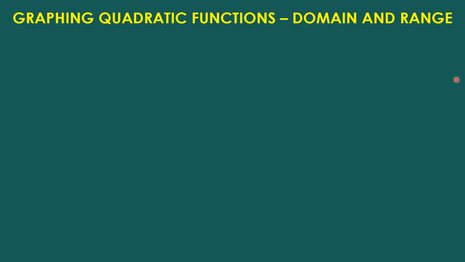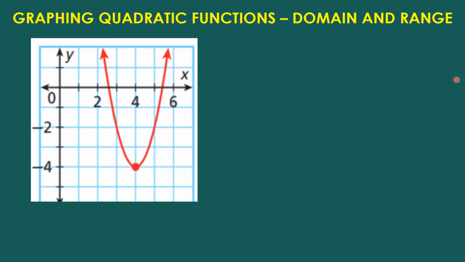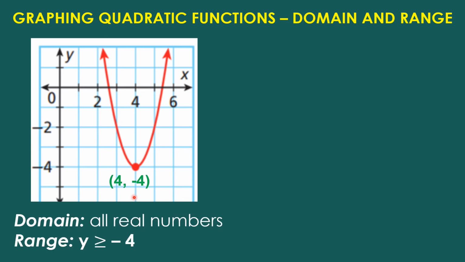Let us have another example. In this graph, the vertex is at 4, negative 4. The domain is the set of all real numbers. Since the graph opens upward, that means the range would be y is greater than or equal to negative 4.